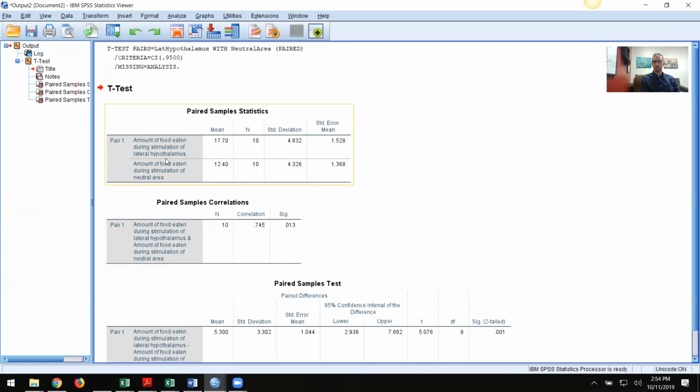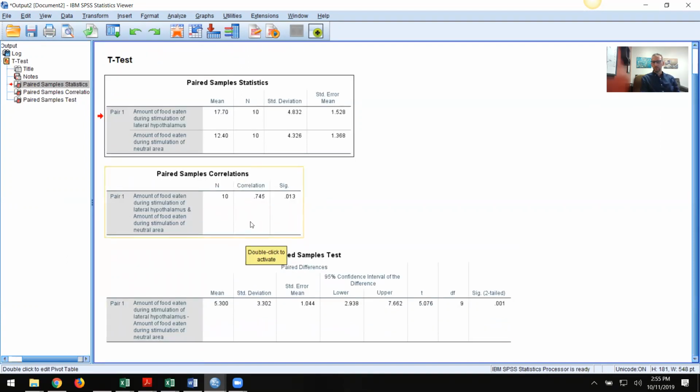So we could see here up top, these are the sample statistics. We could see that the mean amount eaten during stimulation of lateral hypothalamus was 17.7, and the mean amount of food eaten during stimulation of the neutral area was 12.4. So it gives a standard deviation, and it also gives the sample size. We have 10 rats.